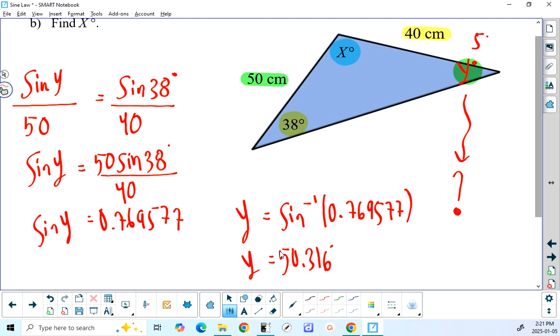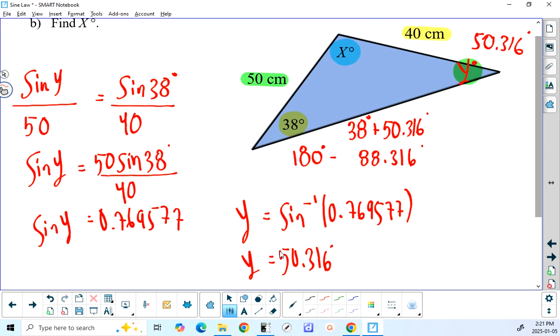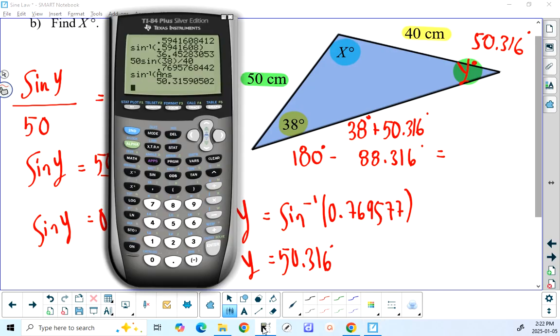So this 50.316 degrees plus the 38 plus x has to be 180. So I'm going to take 38 plus the 50.316 degrees. And that gives me, what, 88.316 degrees. And I have to take 180 minus that to get the answer for angle X. Let me get rid of this. About 91 point something, I think.